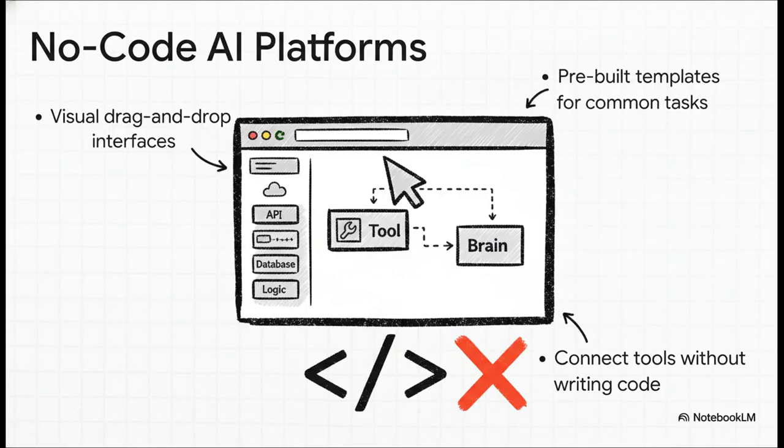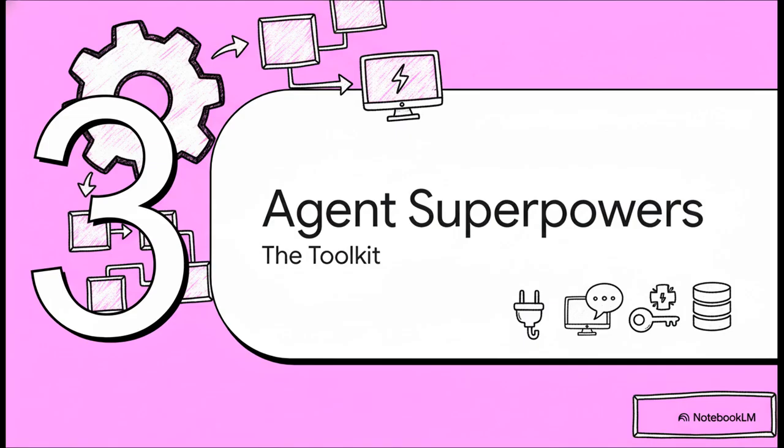And here's the best part. You don't even have to be a programmer to do this anymore. No-code AI platforms have totally changed the game. They have these visual, drag-and-drop interfaces, tons of pre-built templates. They let you connect all these powerful tools and build agents without writing a single line of code. It's amazing.